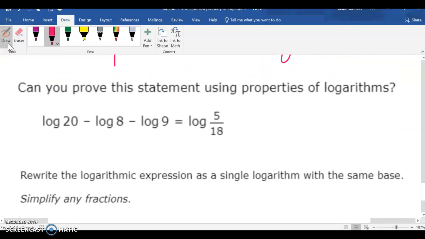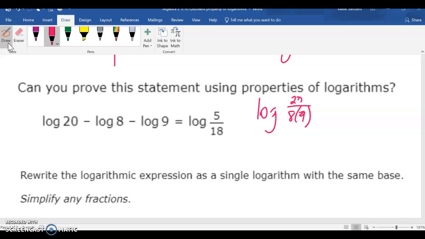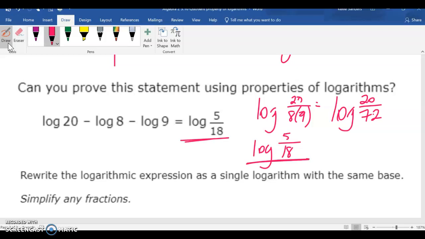Can you prove this statement using properties? So it'd be log 20 over 8 times 9, which is log 20 over 72, which is, 4 goes into both of those. 4 goes into 20 5 times. 4 goes into 72, 18 times. So yes, this is the same thing as this. So this is a yes.